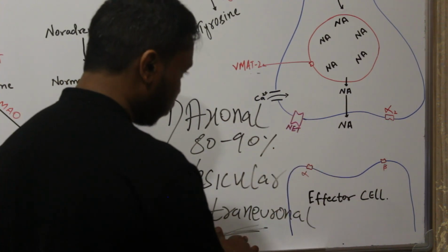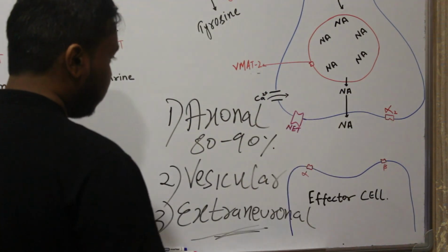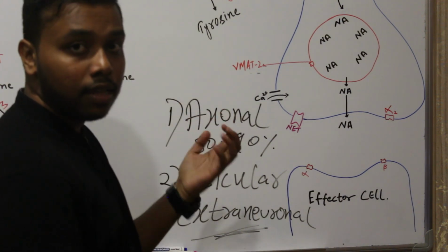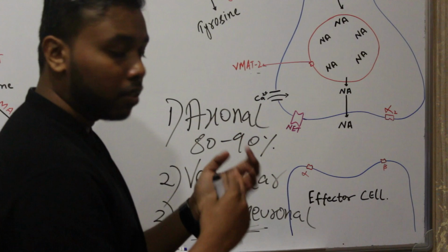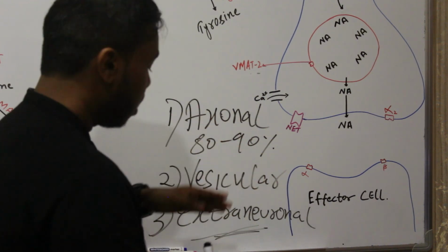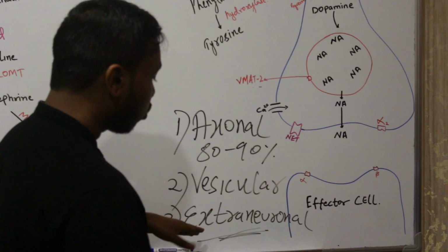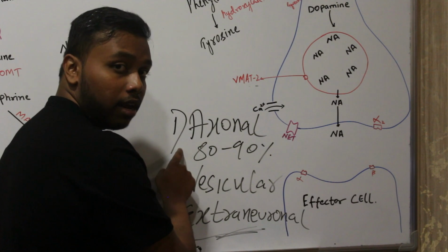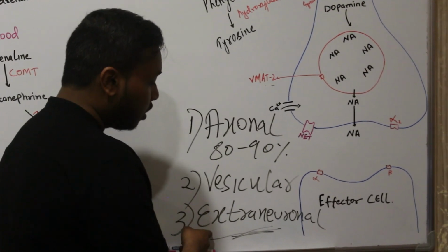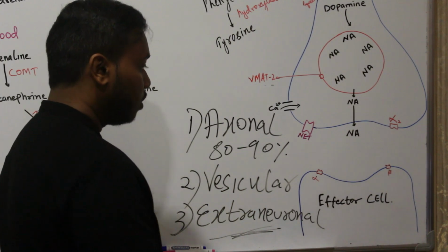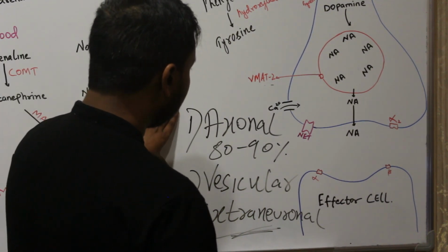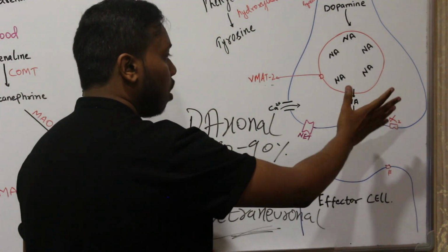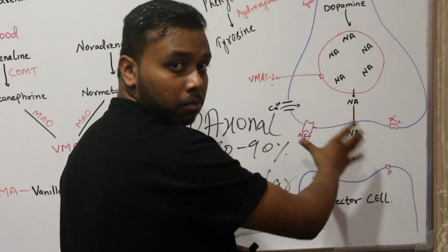A point here is that axonal reuptake takes more noradrenaline than adrenaline, but extraneuronal reuptake takes more adrenaline than noradrenaline. Again, axonal reuptake takes more noradrenaline than adrenaline. Extraneuronal takes more adrenaline than noradrenaline. So we saw the methods of reuptake. This is one way of reducing the effect of catecholamine action, by reuptake.